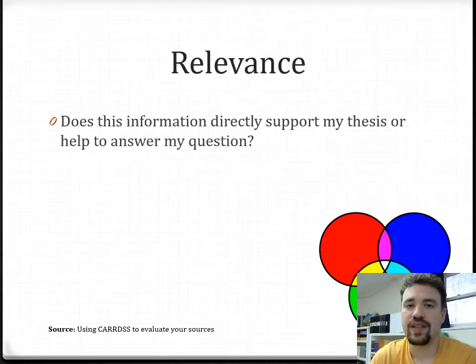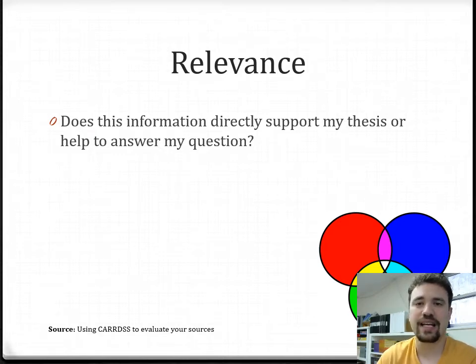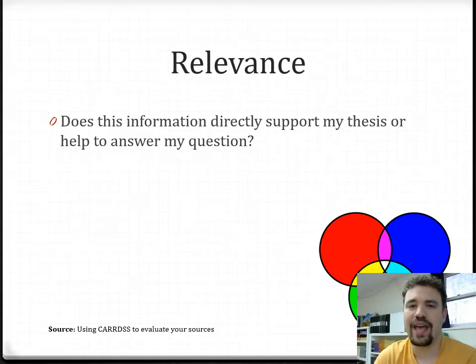Relevance. Does this information directly support your thesis and help to answer your question, or is it just related on the side? Now, both of those could be sources that you use, but it's going to determine how you use it, right? A source that addresses your topic directly, you may take a lot more notes from, whereas a source that only addresses a little bit about your topic, you may only take a few notes from a part of that source that's relevant to your paper. So relevance doesn't necessarily mean that you are or are not going to use a particular source. It just has more to do with how you're going to use it and how much you're going to use it.